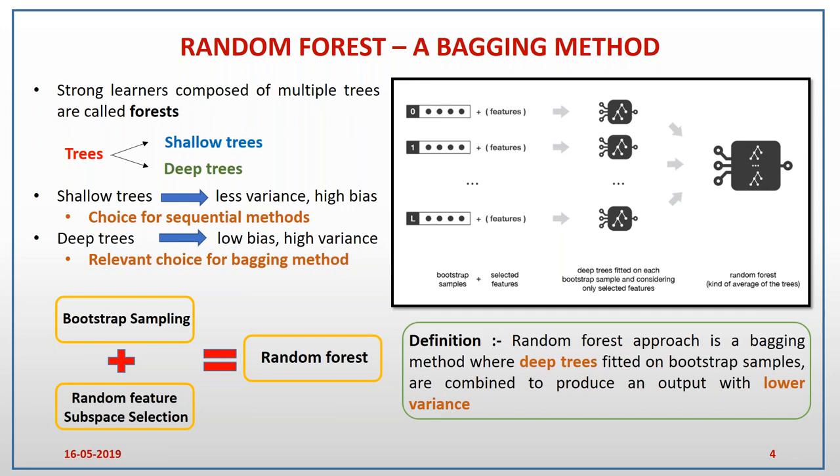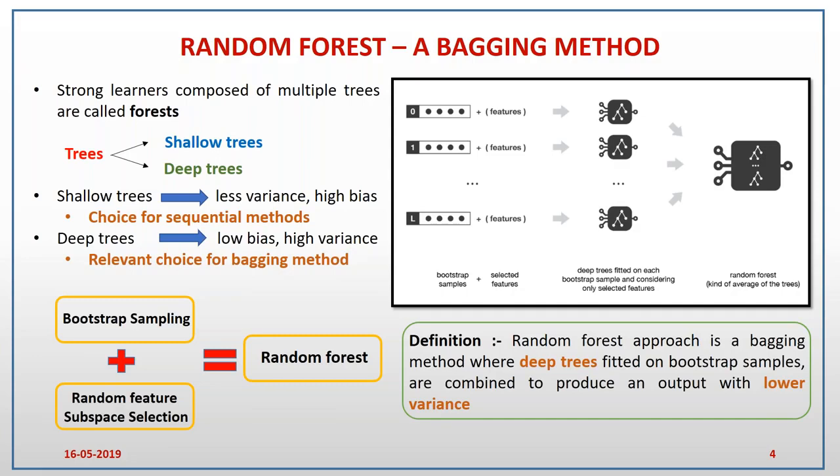In random forest, I see here the trees. There are two types: shallow trees and deep trees. If the tree is shallow, then the choice is a sequential model, that is gradient boosting. If the tree is deep, then we'll choose the bagging method, that is random forest. Random forest combines both bootstrap sampling as well as random feature subspace selection. I will explain what bootstrap sampling is. This is also important because while fitting each tree, we are not considering each and every feature. We are only taking a subset of features.